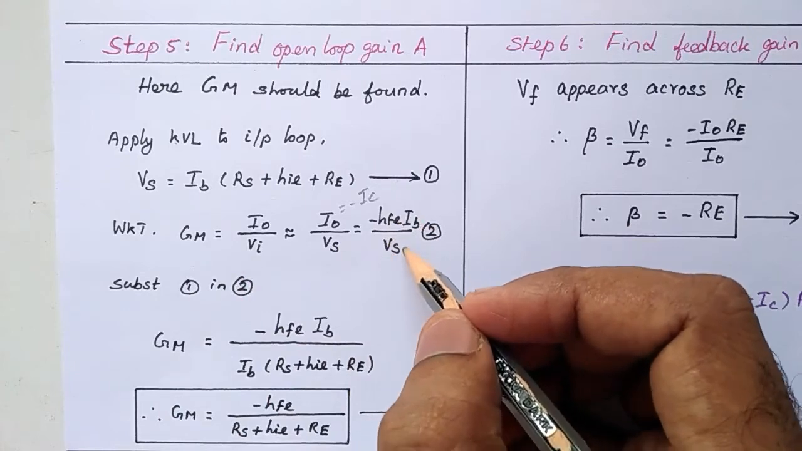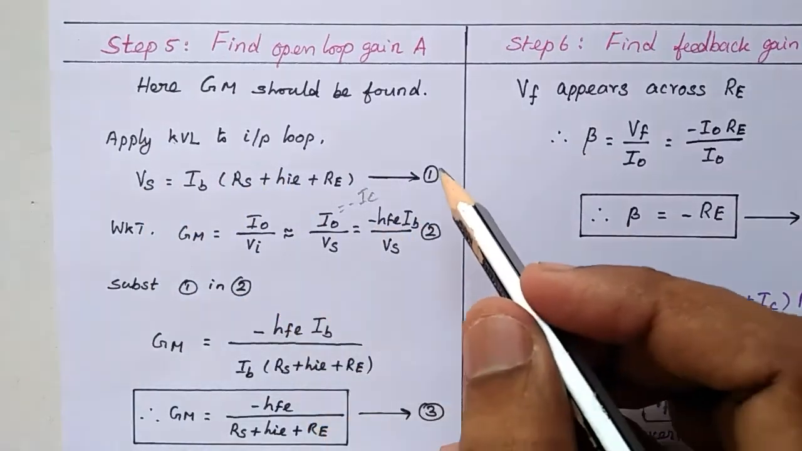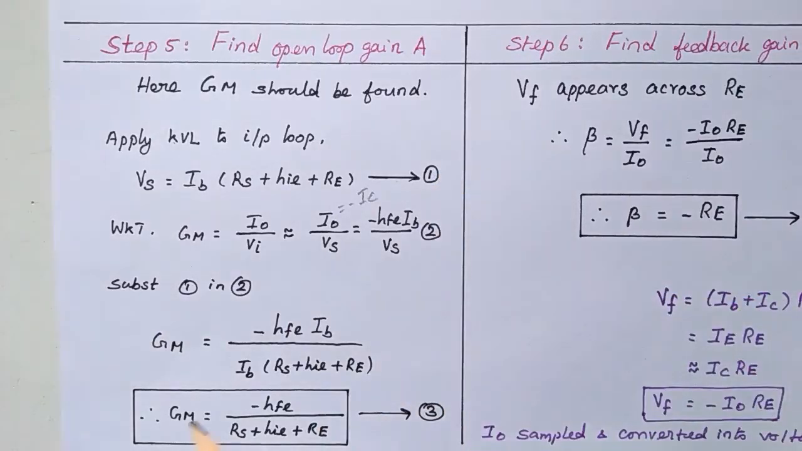Already we have the expression for Vs in equation 1. Substituting equation 1 into the second equation, we get the final GM expression. GM is equal to minus HFE by Rs plus Hie plus Re. So this is equation 3.